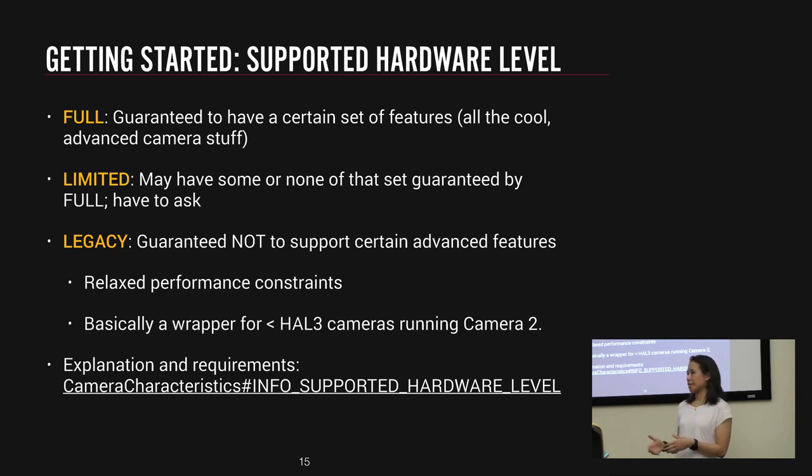And then finally, there's legacy. If you're at legacy, that basically means you have a camera that's not at HAL 3, it's probably HAL 1 or HAL 2. But you're still able to use the Camera 2 API, probably because you're running Lollipop, but the Camera 2 API is more of a wrapper around the old camera stuff. So you're basically guaranteed not to have any of the cool new stuff, and at the same time you have more relaxed performance constraints because you're not on that new hardware abstraction layer. Again, for a much better and more articulate explanation of all those things, you can go to the documentation. It's pretty good.